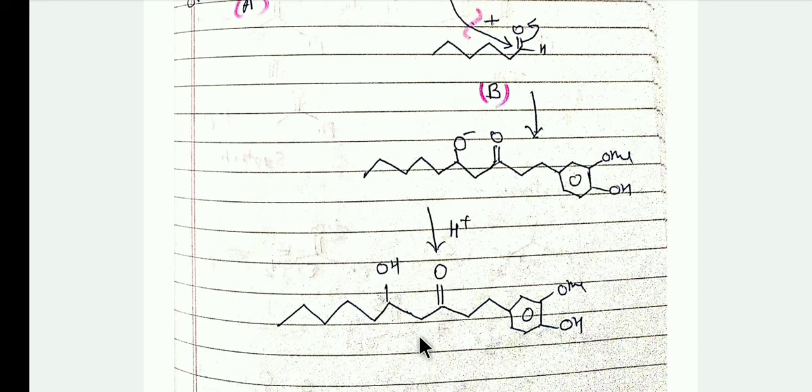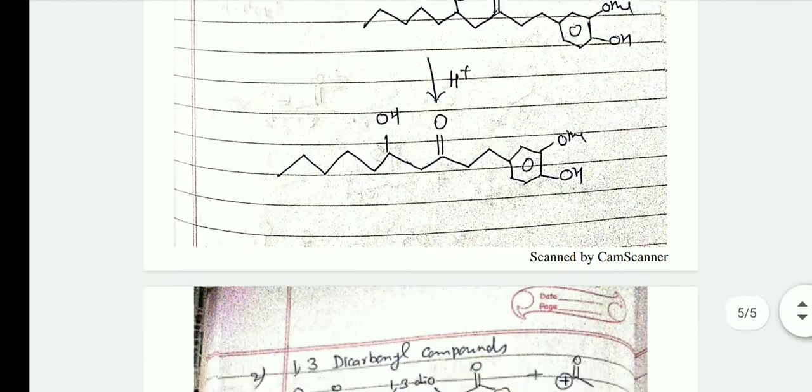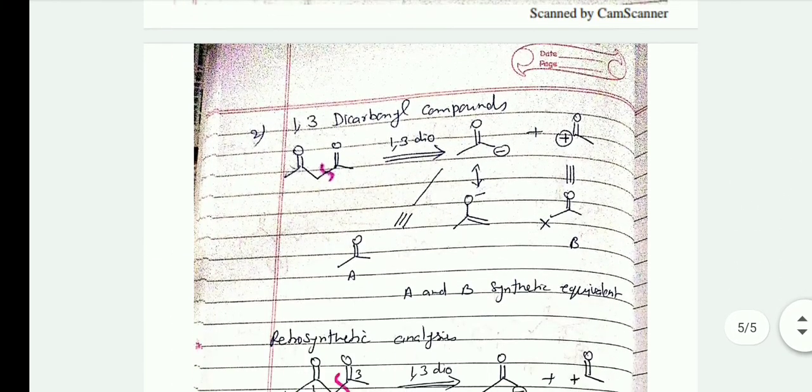So we can easily prepare the target molecule by the reaction of A with B. Now, another example for 1,3-CC disconnection, the 1,3-dicarbonyl compound. Here the two ketonic groups are present at position 1, 3. This is 1, 2 and 3, and the disconnection takes place between position 2 and 3. And after disconnection we get two synthons.